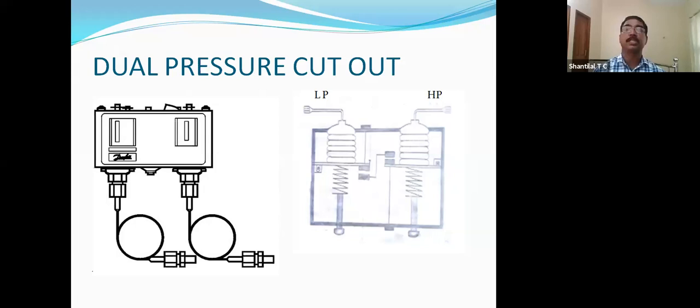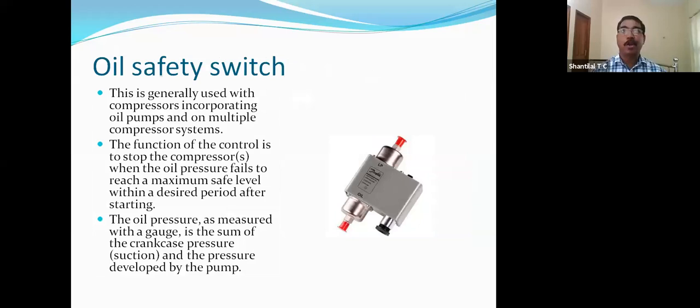Instead of an LP cutout and an HP cutout, we can use one cutout. That cutout is known as the dual pressure cutout. That is the combination of the low pressure and high pressure cutout. So now the low side is controlled, the high side is controlled. If two sides are controlled, another important thing is oil. Oil pressure will be there.